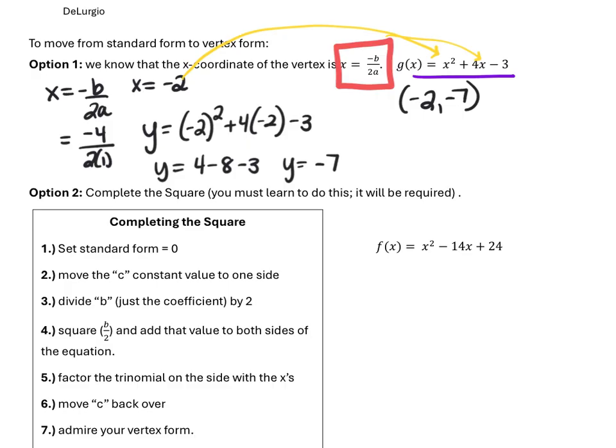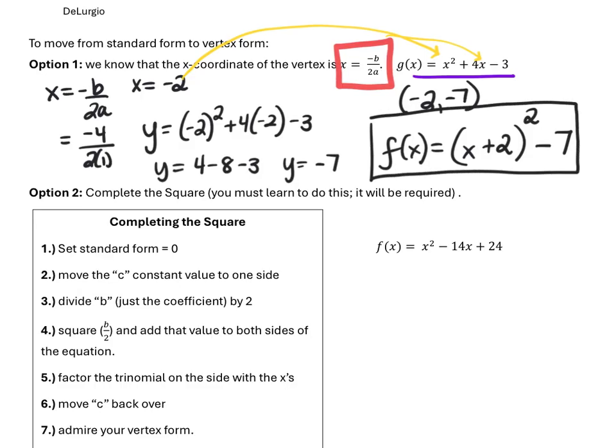But they didn't ask us to find the vertex. They asked us to put it in vertex form. So f of x equals x plus 2. We will change the sign, and then the sign of the 7 stays the same. So this is my vertex form. If we kind of worked backwards and found the vertex first and then plugged it back into vertex form. Just always remember this sign switches as it goes inside and outside of that grouping symbol.